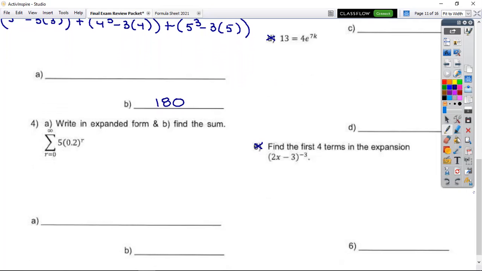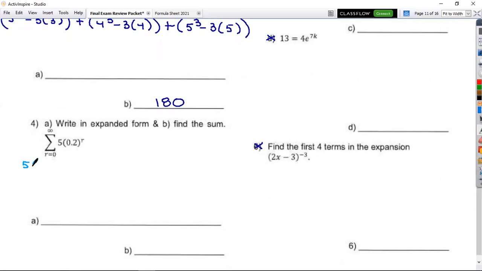So this time, my first term is indicated by 0. So I'm going to plug in the 0 to get the first term. So this would be 5 times 0.2 raised to the 0 plus, and then 5, and then the next one would be 0.2 raised to the first. And obviously, because this goes to infinity, we can't find the end of this. So you're just going to end this one, your expansion, with dot, dot, dot.